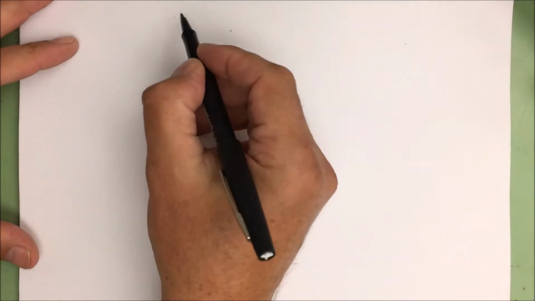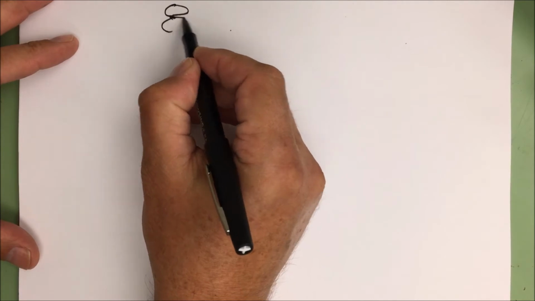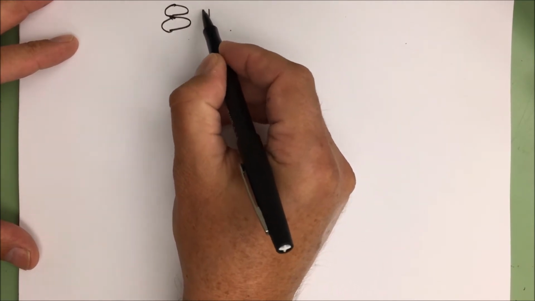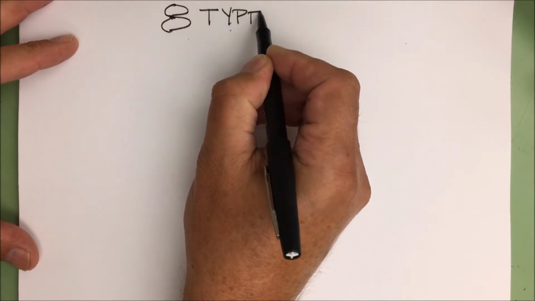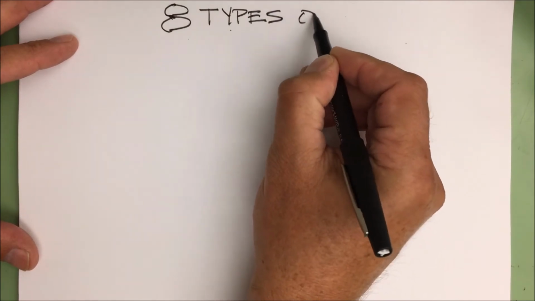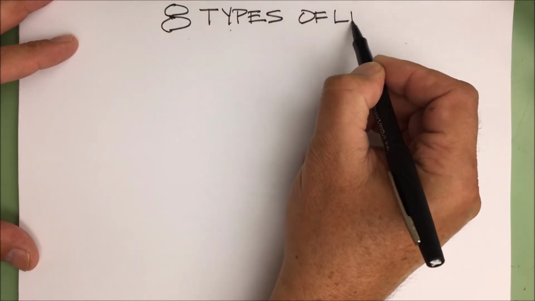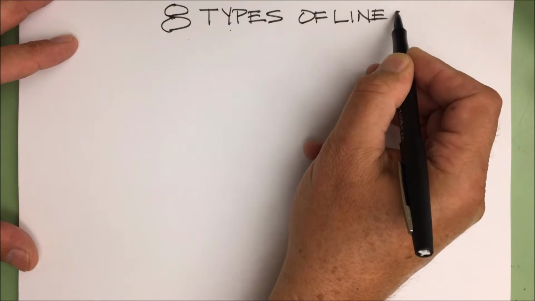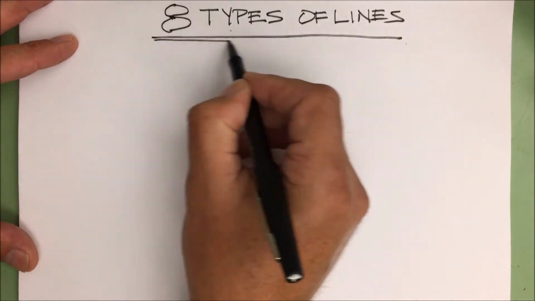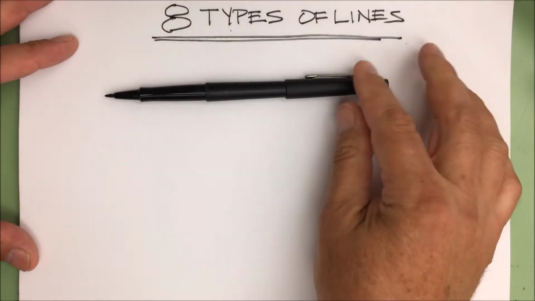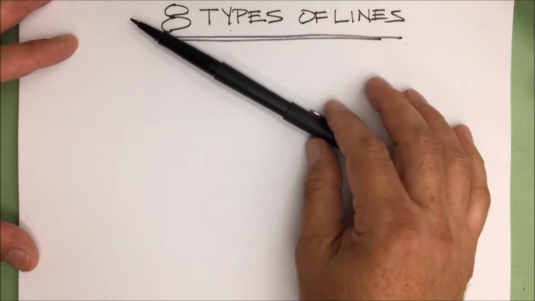For this first exercise, we're going to learn how to draw 8 different types of lines. And so if you can draw these types of lines, you pretty much can draw anything. So we'll be learning 8 different types of lines. Most of these are fairly simple. All I'm using is just a felt tip pen to do this.